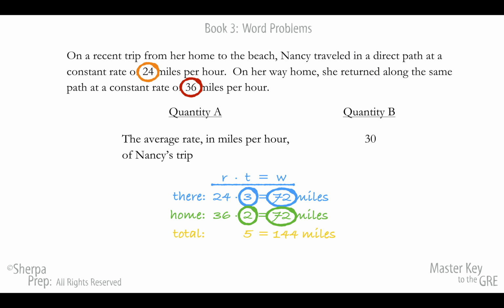Well, what's the average rate going to be? Look, when we divide both sides by 5 and then double both numbers so we can divide by 10 instead, we end up with 28.8. That is the actual average rate of Nancy's trip. And that is another way that we know here that B is bigger than A, which of course makes the correct answer B.